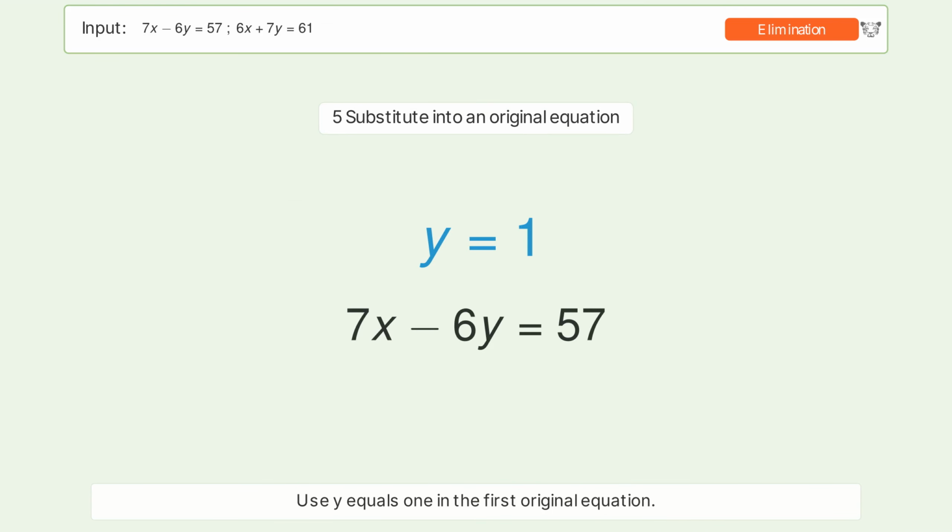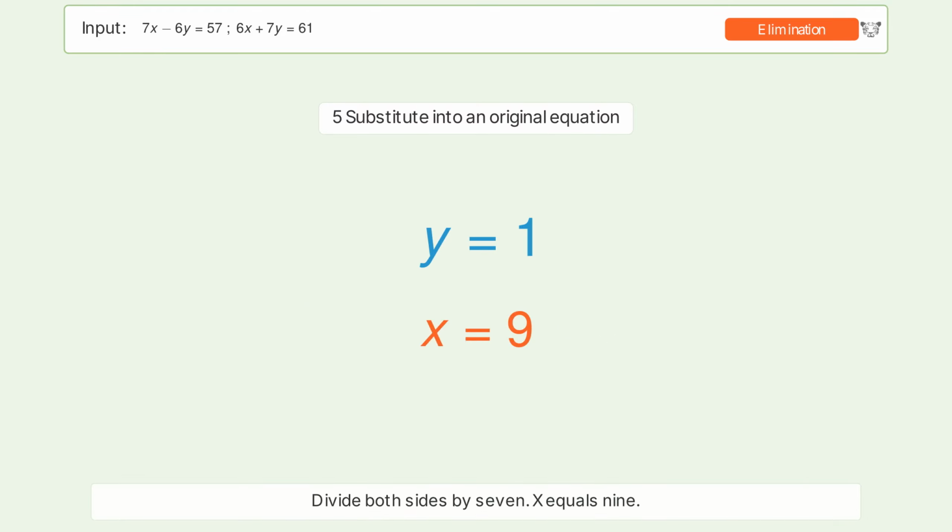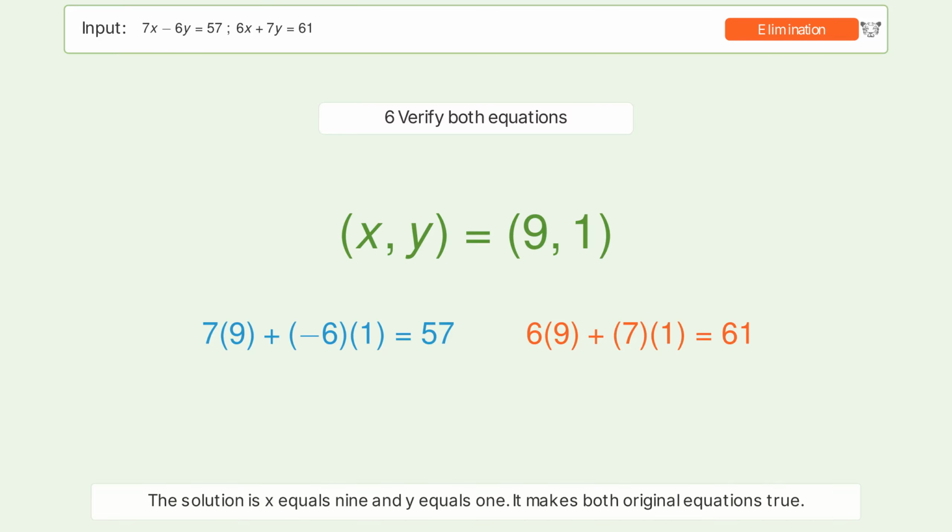Use y equals 1 in the first original equation. Replace y with 1. The remaining x term equals 63. Divide both sides by 7. X equals 9. The solution is x equals 9 and y equals 1. It makes both original equations true.